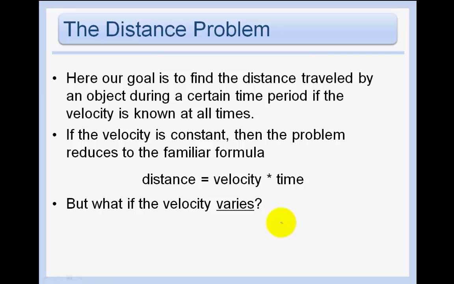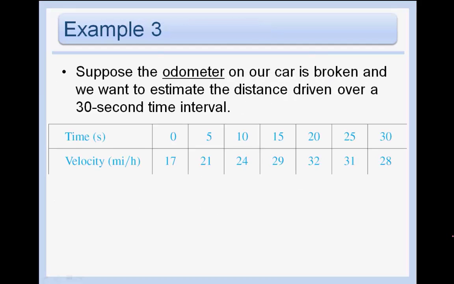The distance problem. Here our goal is to find the distance traveled by an object during a certain period of time if the velocity is known at all times. So again, we're going backwards. We're going from a velocity to a distance now. If the velocity is constant, then the problem reduces to the familiar formula, distance equals velocity times time. But what if the velocity changes over time?